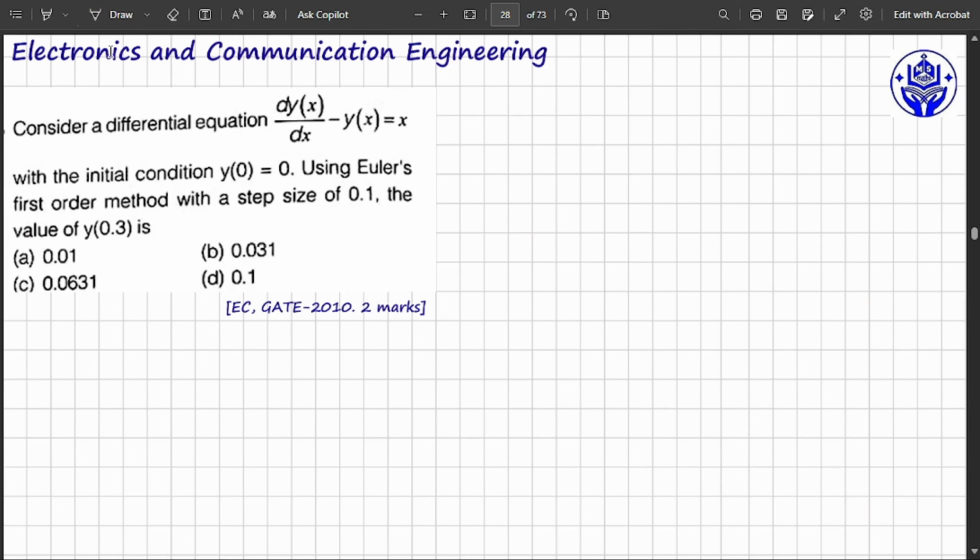Next one is related to differential equation. This is a linear differential equation basically. Now calculating it using Euler's first order method, find the value of y0.3. The differential equation is dy by dx minus y equals x, and the initial condition is given as y0 equals 0, and the step size h is 0.1.